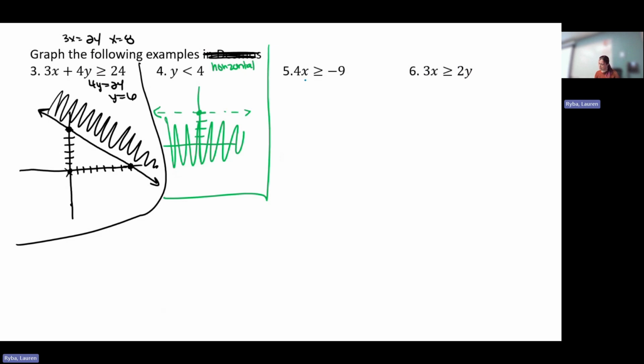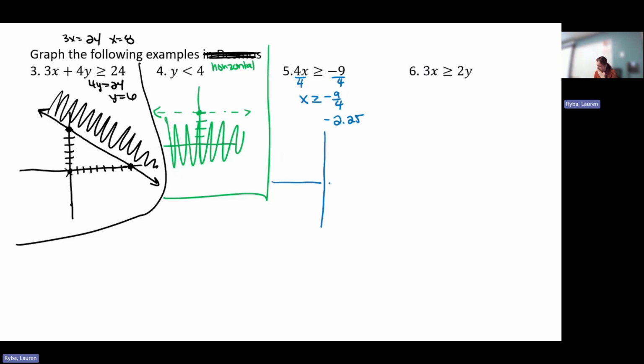Okay, next one I do need to solve. It says 4x is greater than or equal to -9. I need to have x by itself. So I'm going to divide by 4. So x is greater than or equal to -9/4. So now all I have is an x. And -9/4 is equivalent to -2.25.